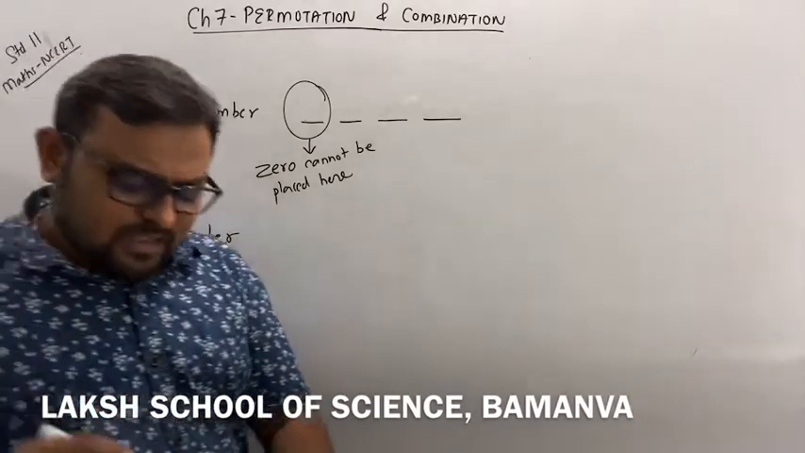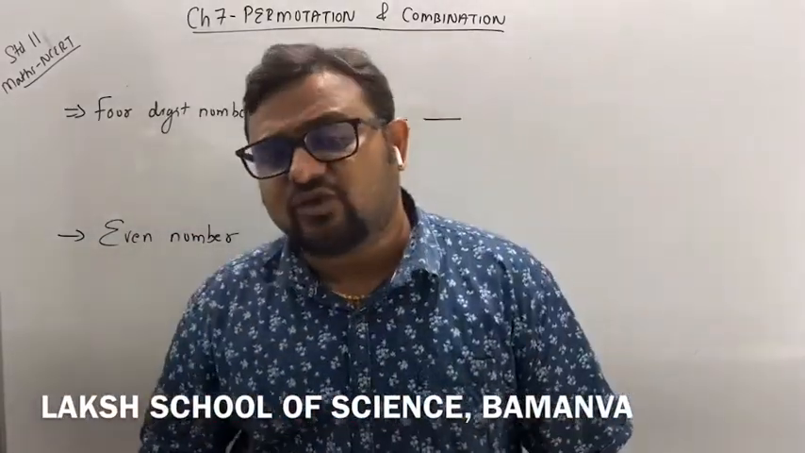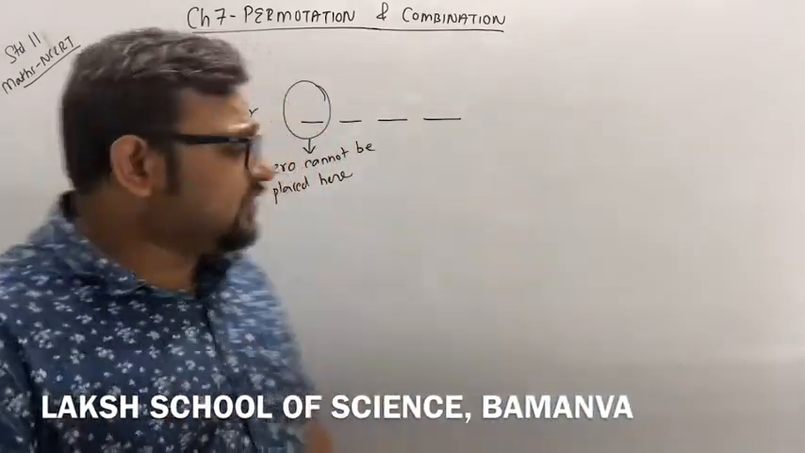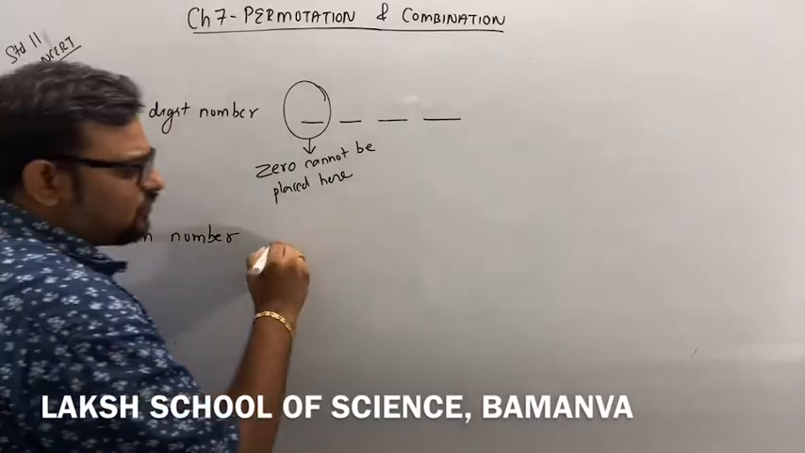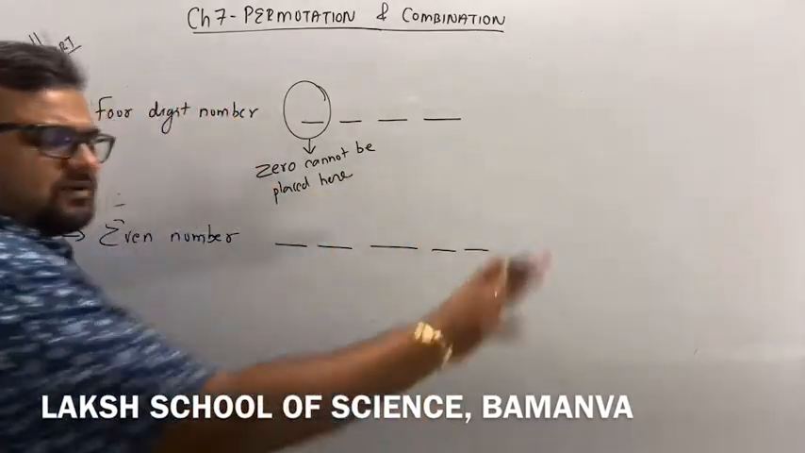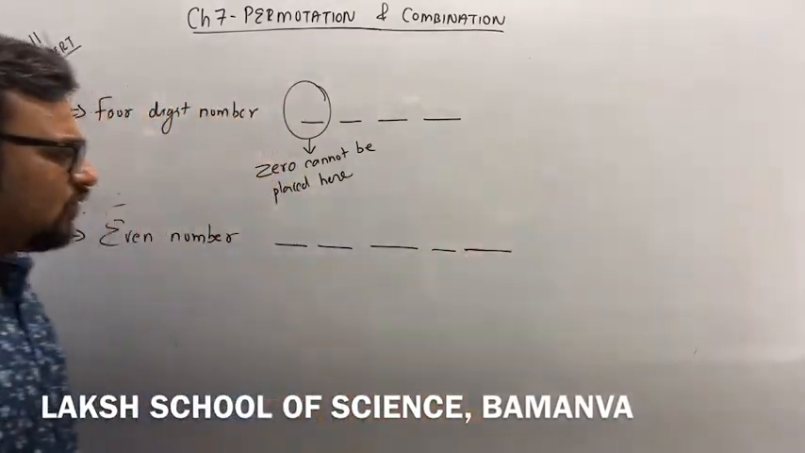Okay. Now, sometimes the question can be asked: how many even numbers can you form? Now, let's take a 4-digit even number, or let's take the first even number, 1, 2, 3, 4, any number. Let's take 5-digit. Now, for this even number, what is the condition?